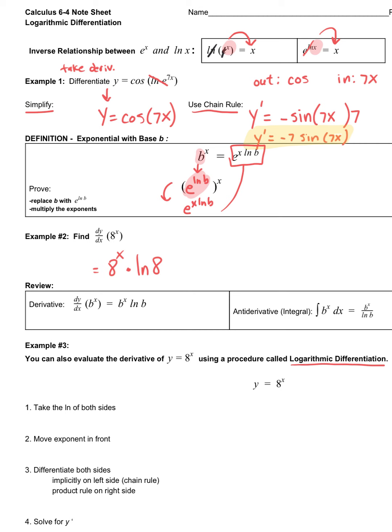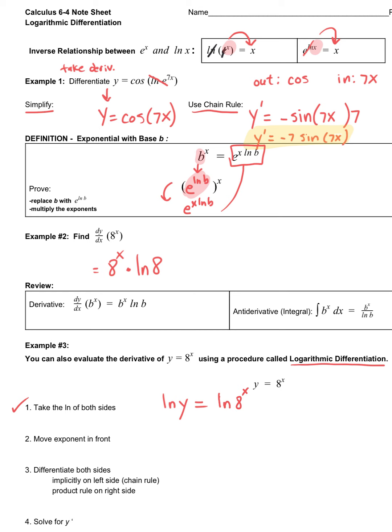The first step, you take the natural log of both sides. So we're going to put ln in front of y, ln y, and then we're going to put ln in front of 8 to the x. So that's your first step. Natural log both sides. Step 1. Check.